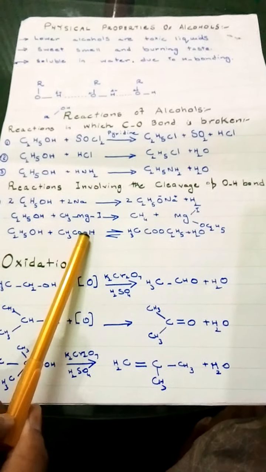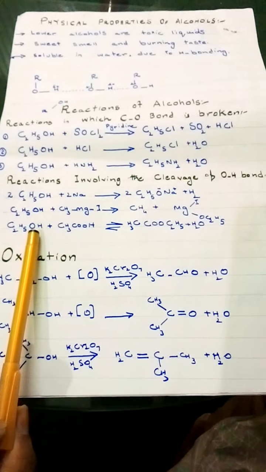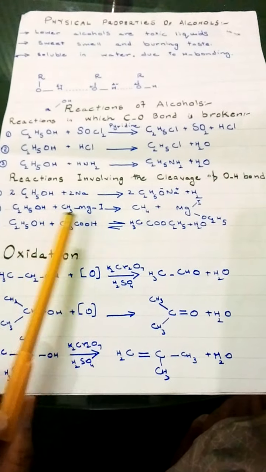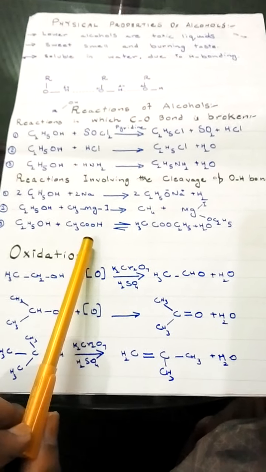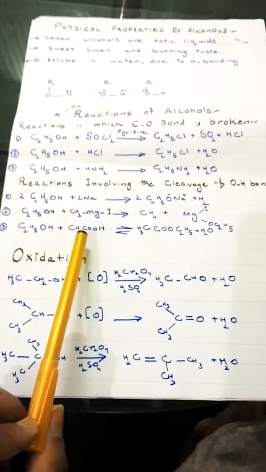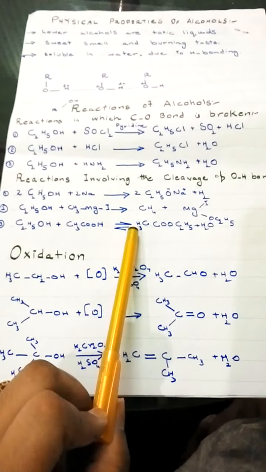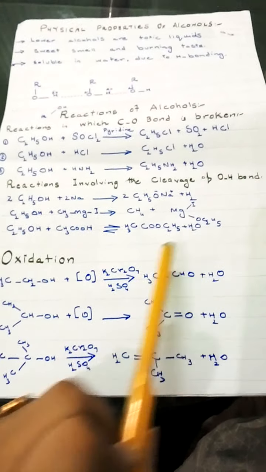C2H5OH plus acetic acid. This is a very famous reaction of ethyl alcohol with acetic acid, and ester is formed. This reaction is also known as the esterification reaction, because ester is formed here. CH3COOC2H5 and plus water is formed.